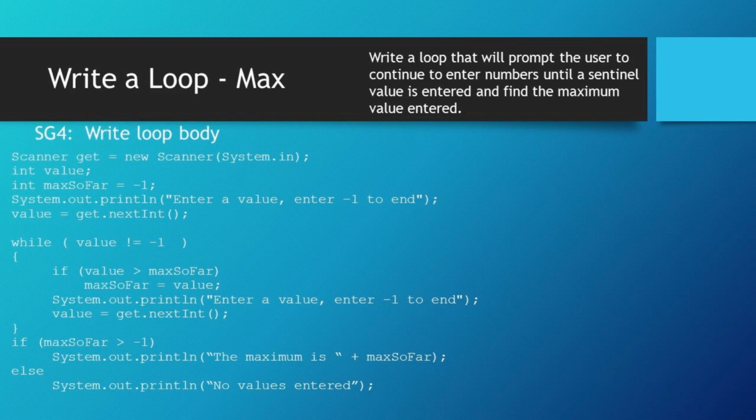When the loop ends, if the value of maxSoFar is greater than -1, we know we entered the loop at least one time, and the user entered something that was not -1 and greater than -1. If maxSoFar is less than -1, we assume that no values had been entered.